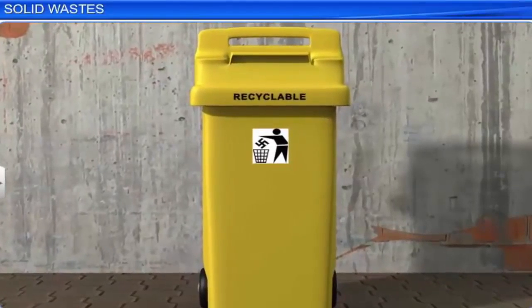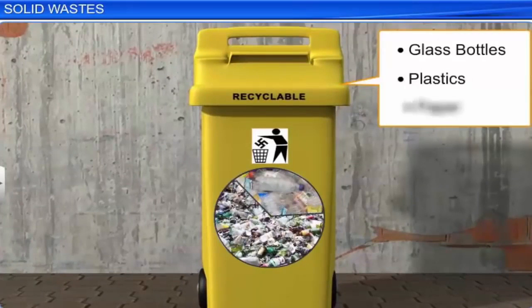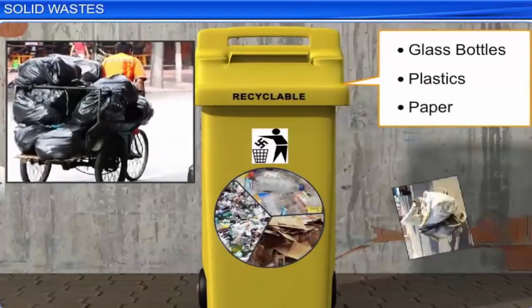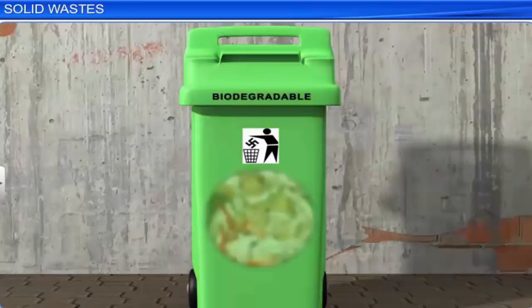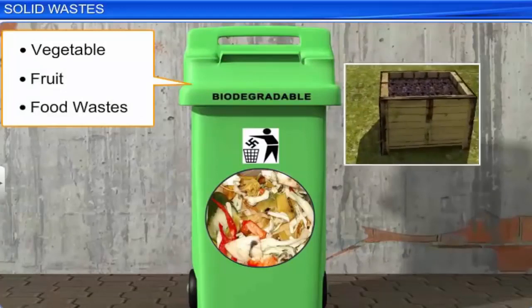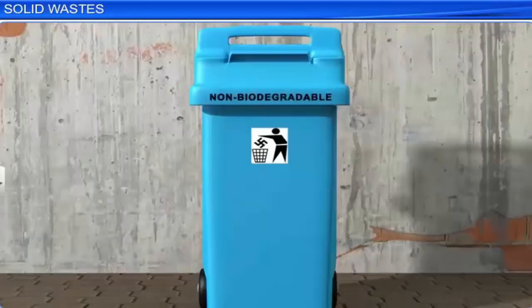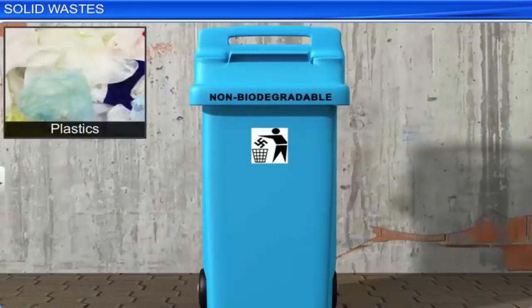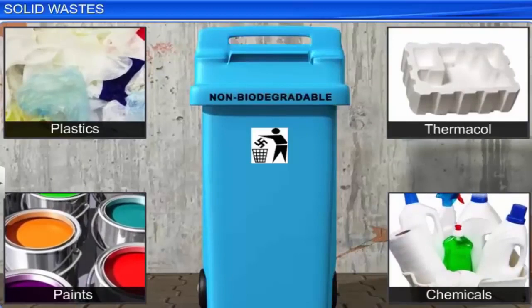Recyclable or reusable wastes such as glass bottles, some types of plastics, and paper can be given to rag pickers. While biodegradable wastes such as vegetable, fruit and food wastes, can be put into composting pits in gardens. The remaining non-biodegradable wastes such as plastic, thermocol, chemicals and paints need to be carefully handled.